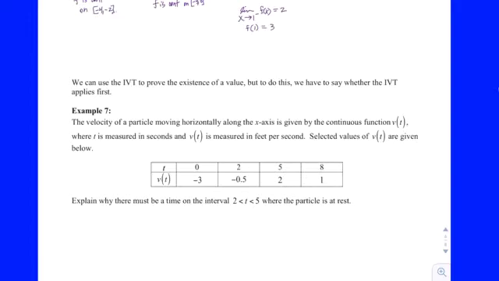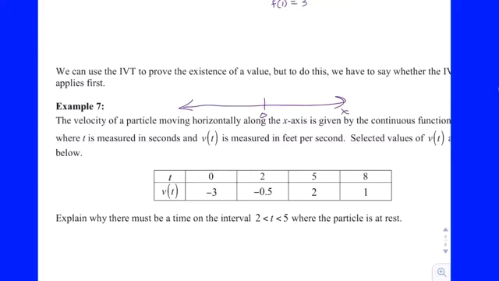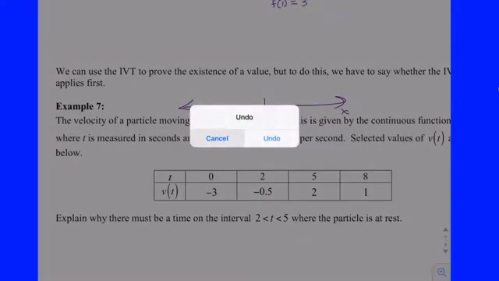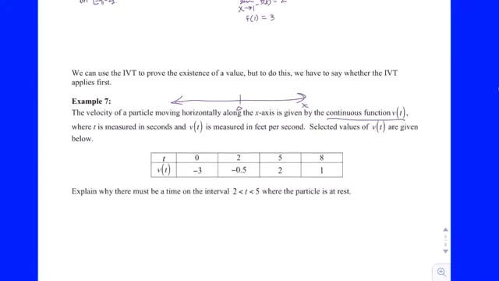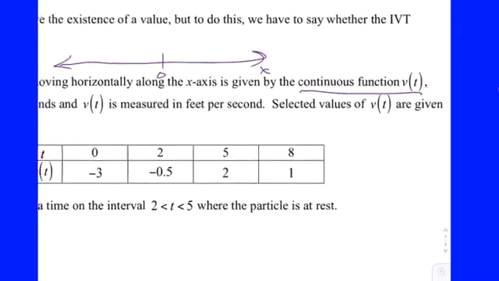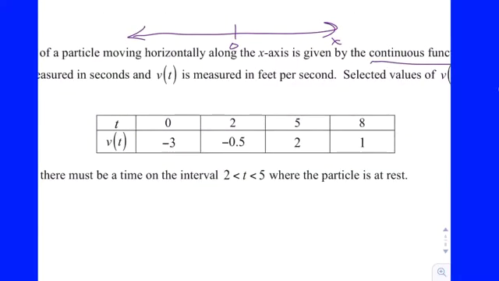The velocity of a particle moving horizontally along the x-axis. Well, you're going to get tired of particles moving on the x and y-axis, okay? So the x-axis is just a track for this particle to move along. Left, right, left, right, left, right. Its velocity is given by the continuous function v of t. T is measured in seconds, v is in feet per second. Selected hand-picked values of v of t are given in the table below.